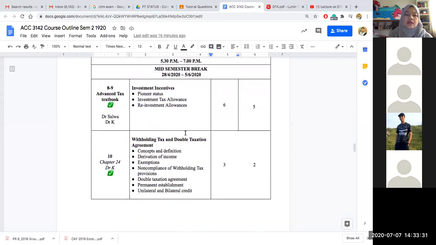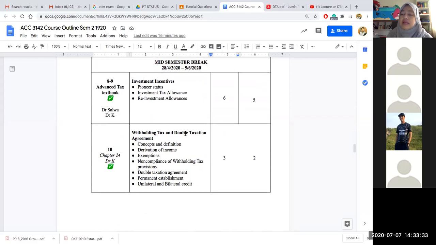Investment incentive will also be there. It is either your pioneer status, investment tax allowance. It could also be reinvestment allowance. Even though I have not covered reinvestment allowance, I've told you that the computation is similar to ITA, investment tax allowance, whereby whatever capex incurred, the qualifying capex is given as a deduction, 60% of your capex against 70% of your SI.